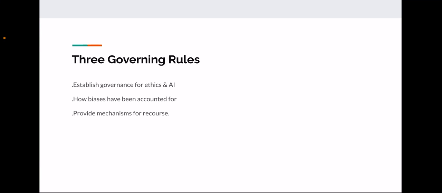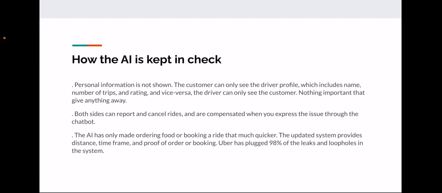It simplifies everything and gives everyone a more comprehensive understanding of what's going on, rather than being left in the dark wondering, oh, when is this going to happen, or how long is this going to take. It provides a lot of information. So I'm going to talk a little bit about that. So how is the AI kept in check?